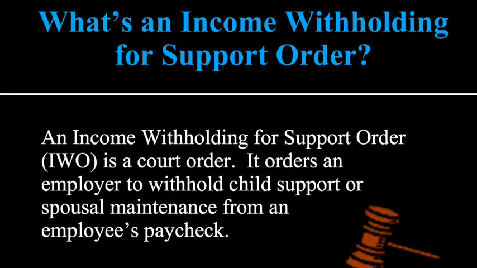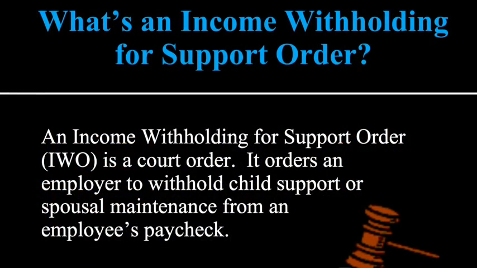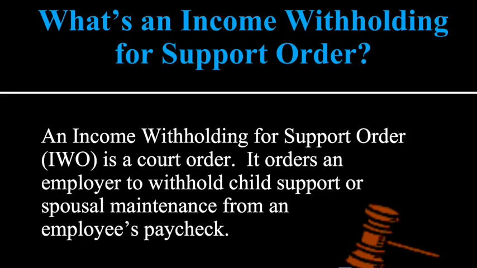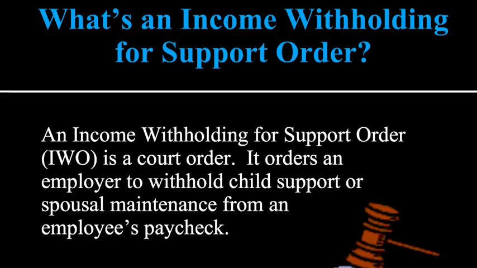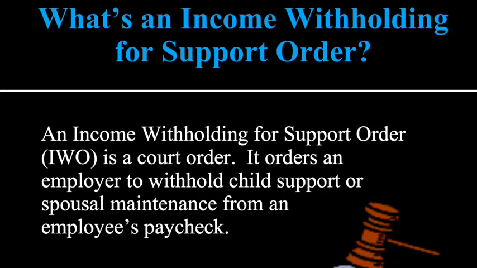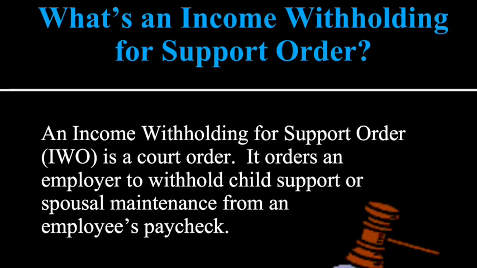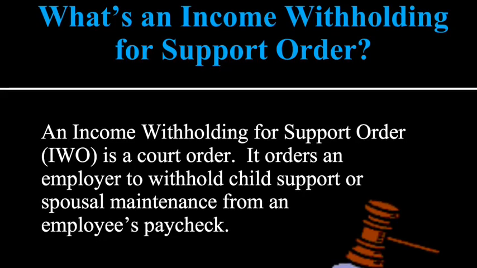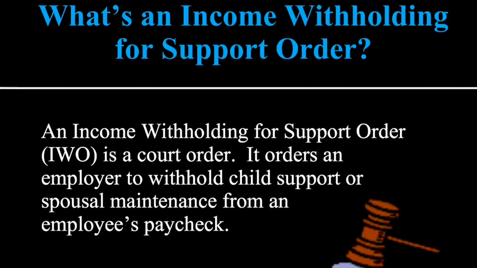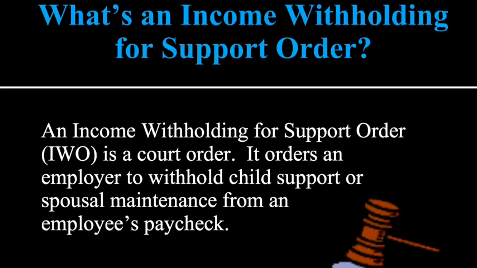An income withholding for support order, IWO for short, is a court order. It orders an employer to withhold money for child support or spousal maintenance from an employee's paycheck. An IWO is always based on a separate order to an employee to pay support, usually as part of a divorce or custody and child support case.